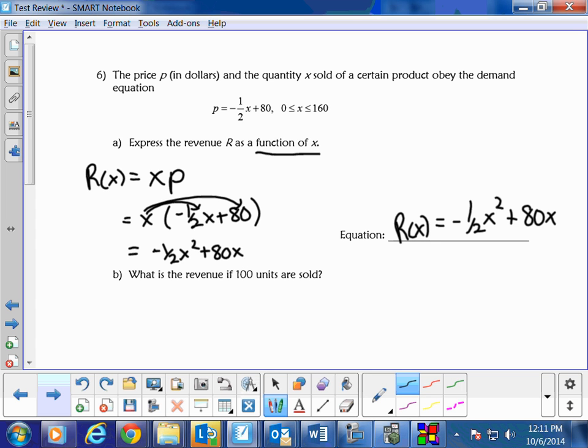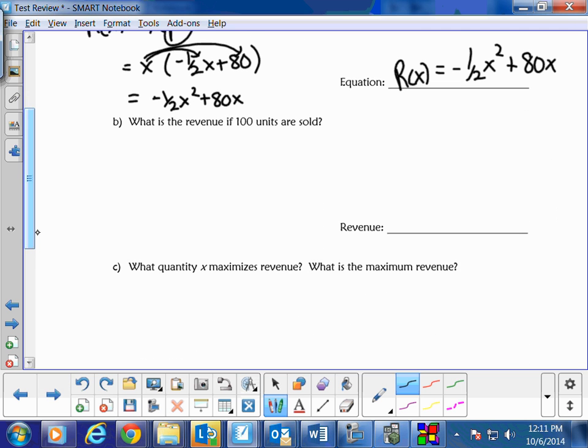Sometimes this equation right here is given to you in terms of x, so sometimes you have to solve for p, so you can substitute it in here and do what we just did. But this was easy because we had it in here. Now this one asks us what is the revenue if 100 units are sold. Let's go ahead and apply that.